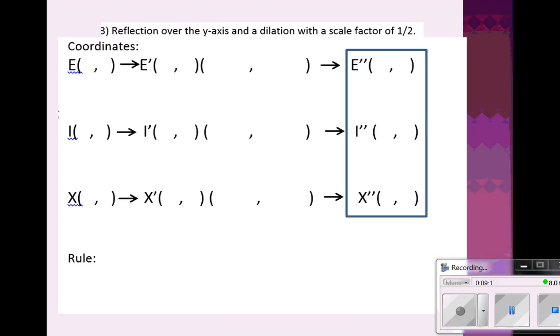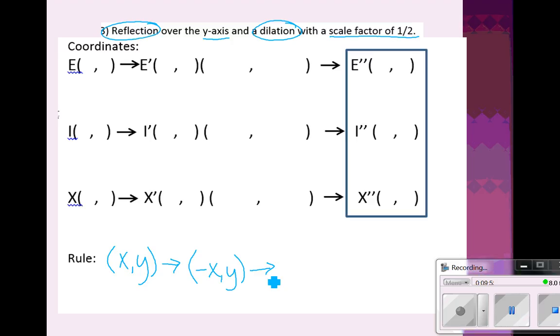Now let's do the last example. Example 3, reflection over the y-axis and dilation with a scale factor of 1/2. Let's go ahead and write our rule. X, y, and the reflection over the y-axis. Y stays the same, so that means the x will become the opposite.